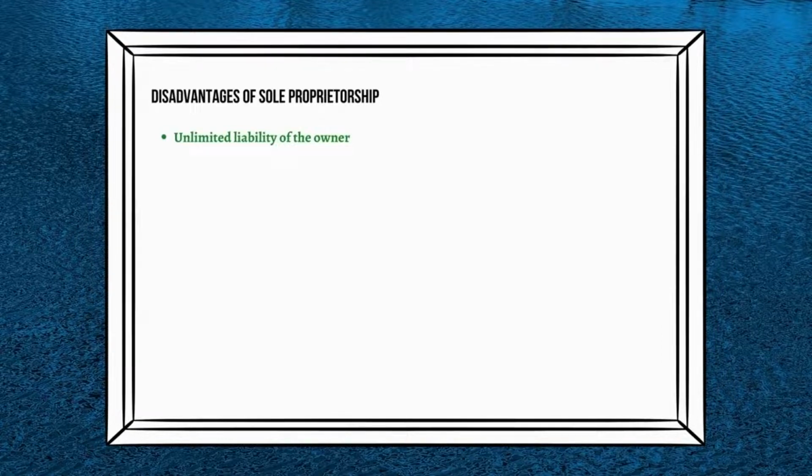The owner is personally liable for all the debts of the business. If the level of debt is higher than the value of all the assets of the business, the owner must sacrifice even his private properties to pay off debts.